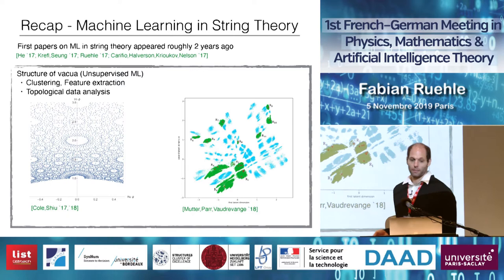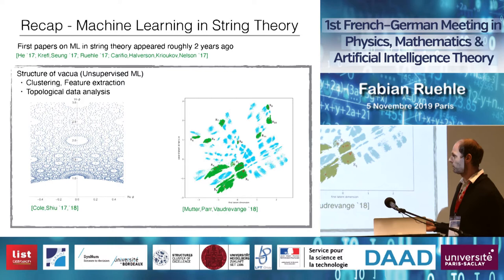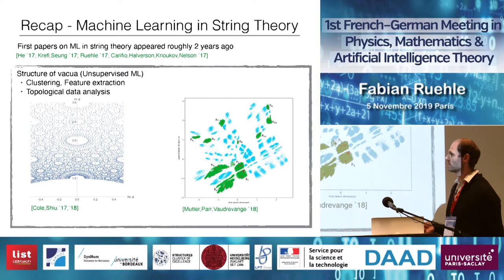So what you see here is a picture of solutions to string theory in a specific setup. You see that you have this interesting structure. Every point is a solution, and you see that you have some interesting structure in here. There are also different types of solutions, and the ones that are phenomenologically interesting are marked in red.